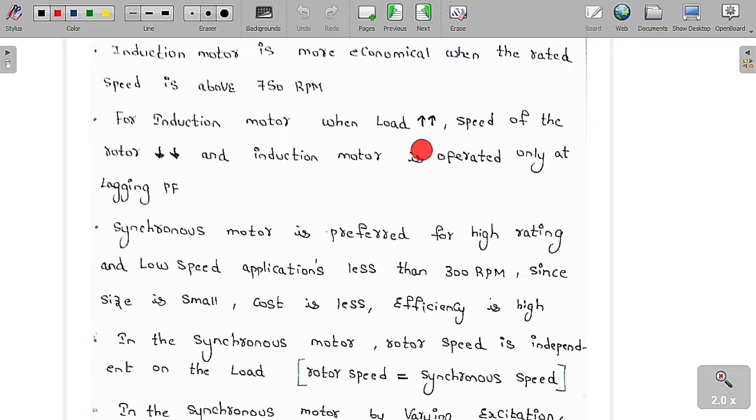For induction motor, when the load increases, the speed of the rotor decreases, and the induction motor is operated only at the lagging power factor. This concept I have already told you in the induction motor concepts. It's a general concept: as the load increases, the speed will decrease. And the induction motor is always operated only at the lagging power factor, because the rotor is represented by an RL circuit. So the rotor current is always going to lag the induced EMF. This is said to be a lagging power factor.